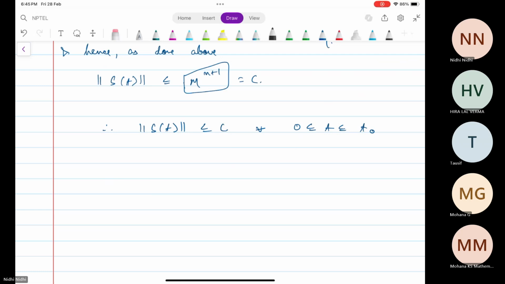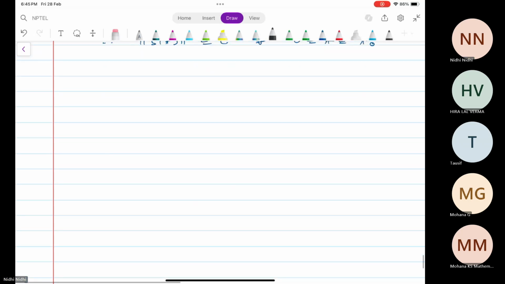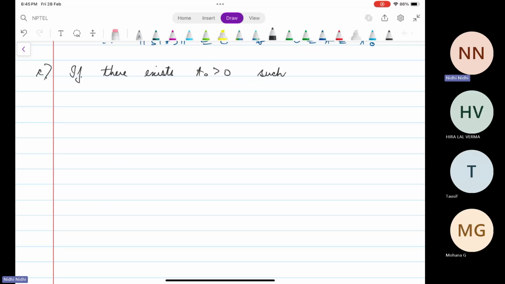Now part C: if there exists some t naught positive such that norm S(t naught) is strictly less than 1, show that norm S(t) tends to 0 as t tends to infinity.